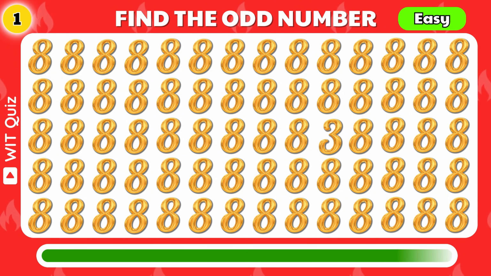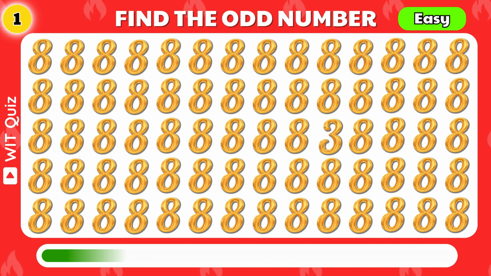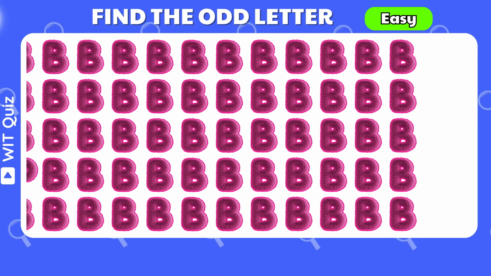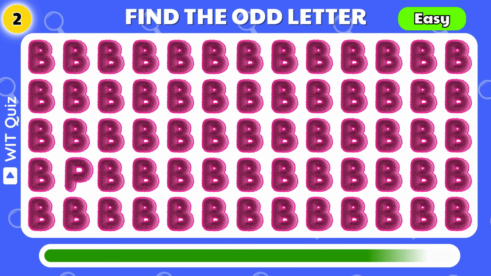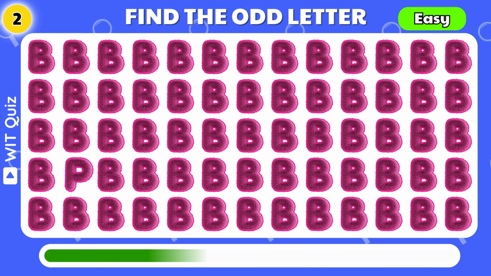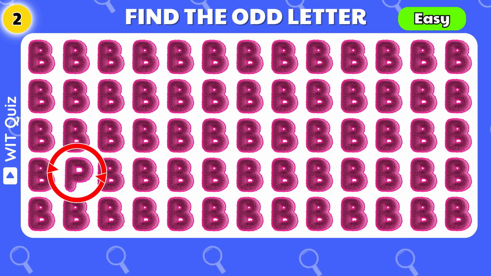Find the number that differs from the rest. Yes, it's the number 3. Find the odd letter B. Good job!